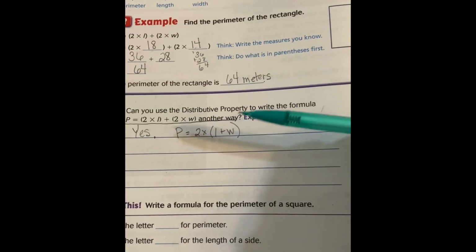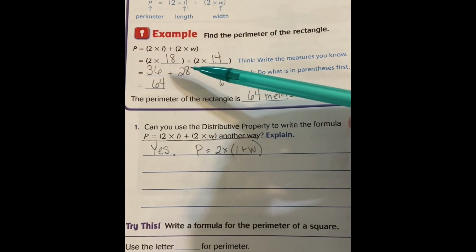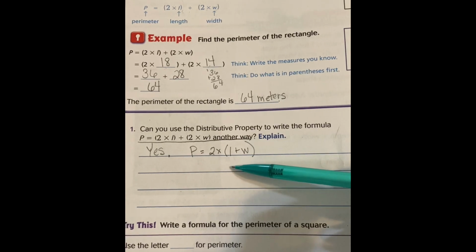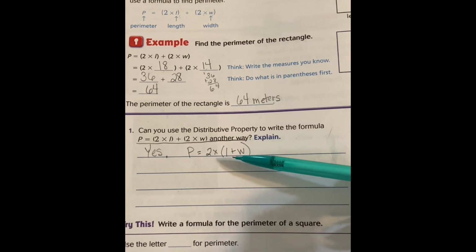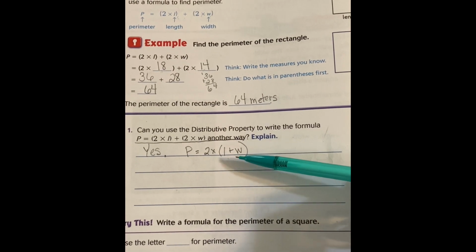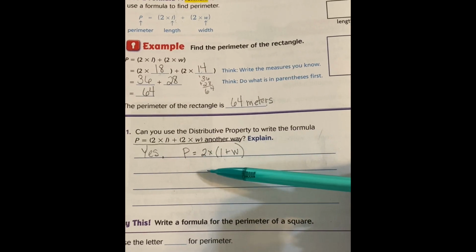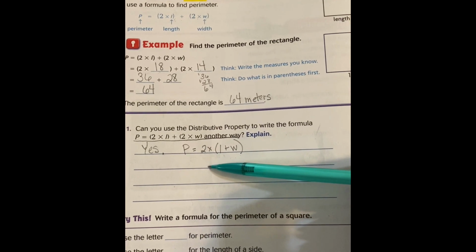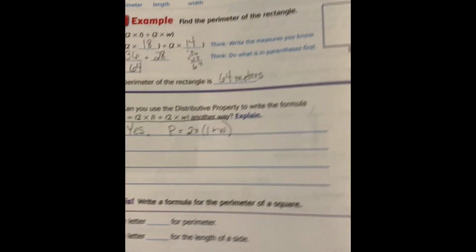We could even check that out. So 18 plus 14 is 32, and 32 times 2 equals 64. So let's go ahead and move on to the try this.